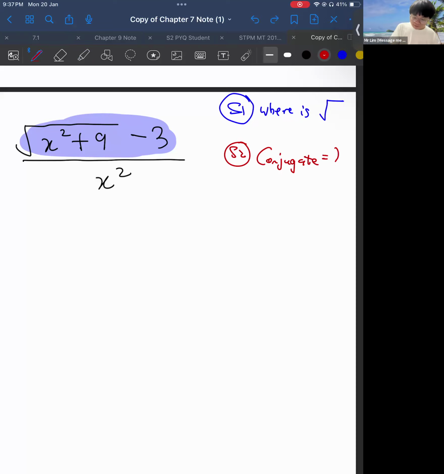What does conjugate mean? It's not the complex conjugate you learned in chapter 4. It's the surd conjugate you learned in your SPM Form 4 or Form 5 maths. So here I shouldn't say conjugate, I should say surd conjugate. Understand? Surd conjugate, how to find?